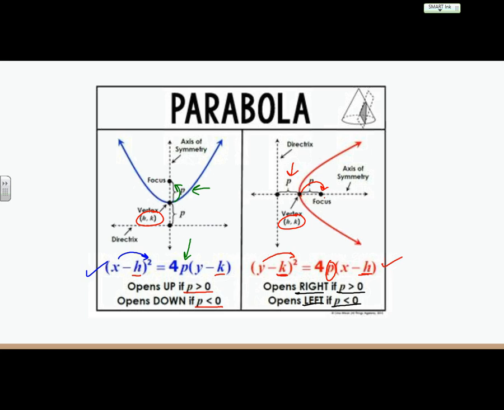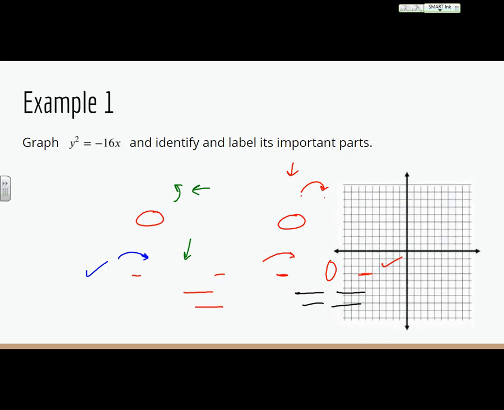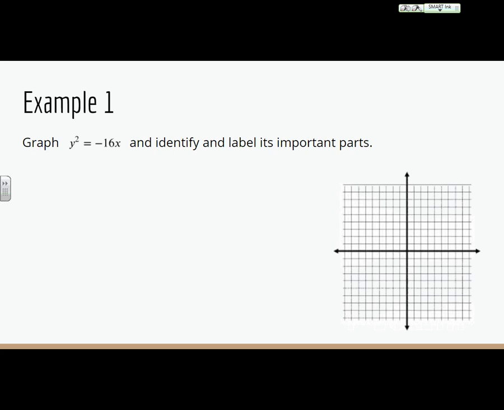Okay? So let's try it. Let's try a really basic one. So, as you can tell, I'm not going to say identify this and this and this. I'm just going to say, and label its important parts. All right, so this is actually already in the standard form that I'm going to want this conic in. y squared equals negative 16x.